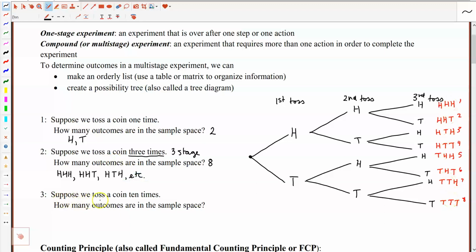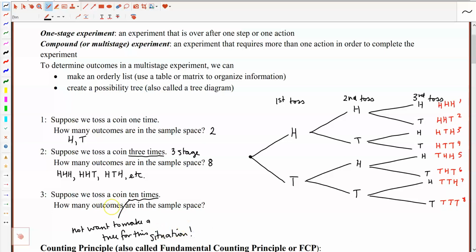Now for this next one, suppose we toss a coin 10 times, how many outcomes are going to be in that sample space? Because you're tossing a coin 10 times, and this is only tossing a coin 3 times, imagine extending this tree out 7 more times. Each time you extend it, you have to draw 2 branches, and then 2 more branches, and then 2 more branches. That's going to be a lot of branches by the time this is over. So if I was to toss a coin 10 times, and I want to know how many outcomes there are, we would not want to make a tree for this. That's going to be way too many branches.